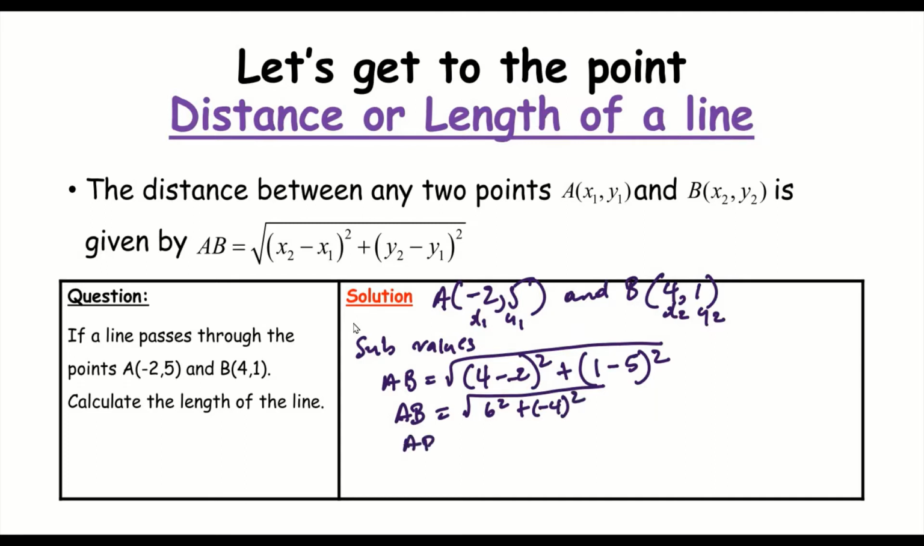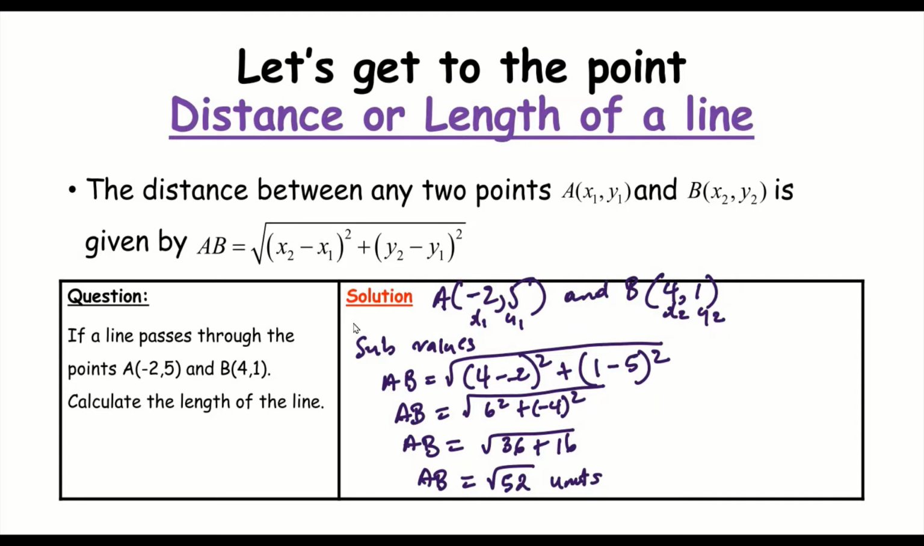So AB is equal to the square root of 6 squared, which is 6 times 6, giving us 36, and negative 4 times negative 4 gives us 16. Now we can add 36 plus 16, and that gives us square root of 52. So AB is equal to the square root of 52. Because it's a length, or a distance, it's the square root of 52 units.